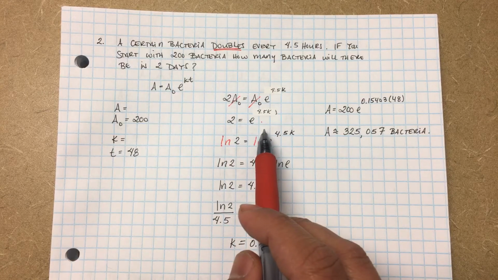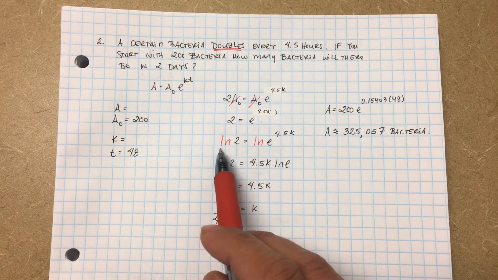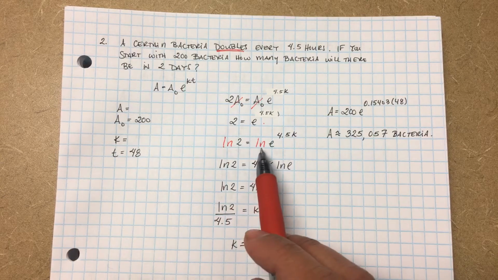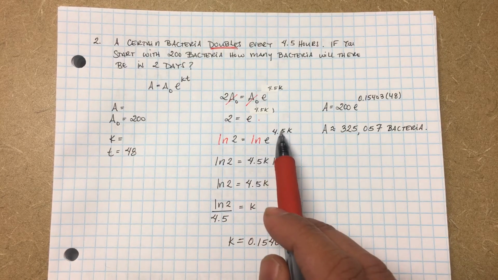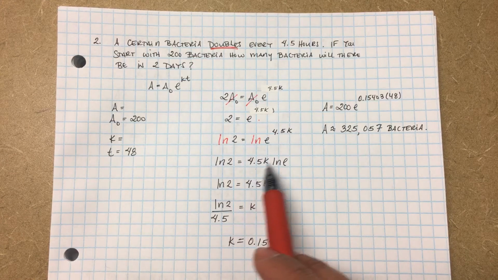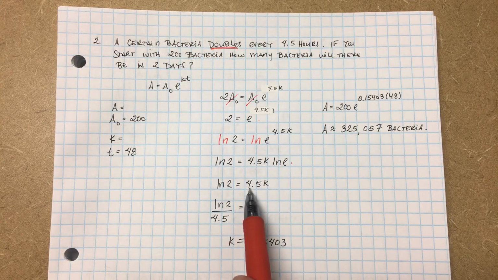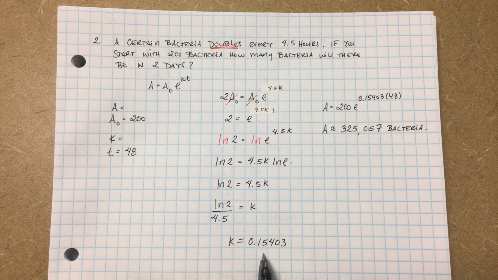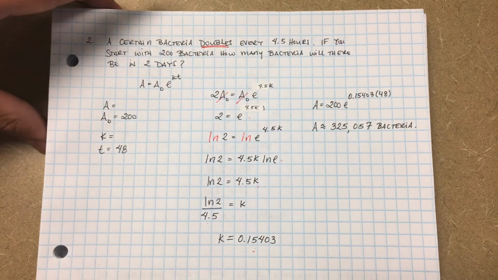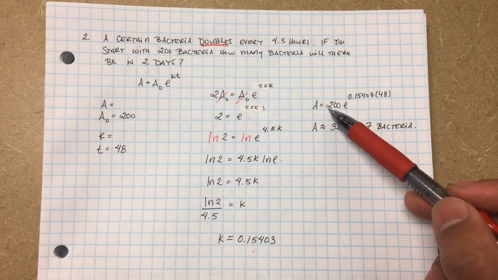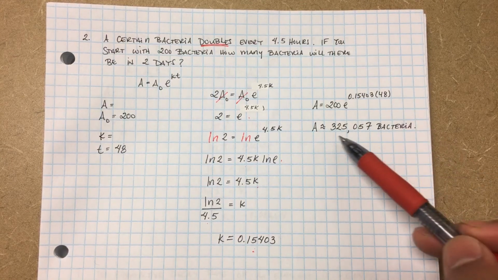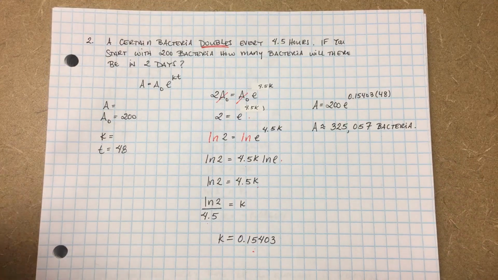Well, again, now how do we get this guy down? Well, we use the natural log. Why? Because we have a base of e. So ln of 2 equals ln of e to the 4.5k. Bring the 4.5k down. Remember, ln of e is 1, so now you have 4.5k. Divide by 4.5, and this is your k factor. Now that we have this guy, we can go ahead and figure out the amount. So 200 is our initial, e to the power of our k value times 48 hours, calculator, and we got it.